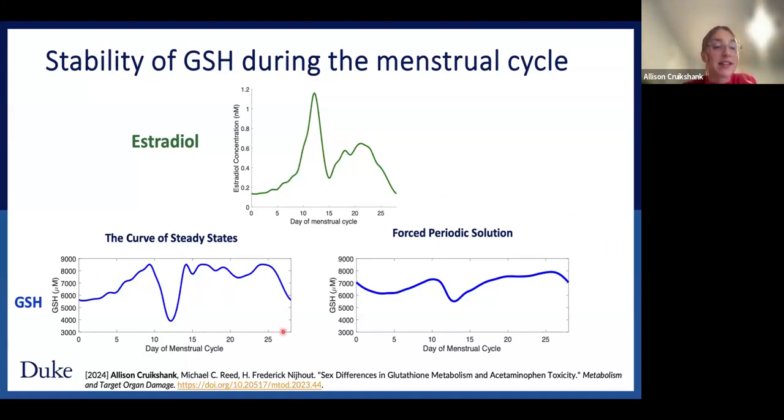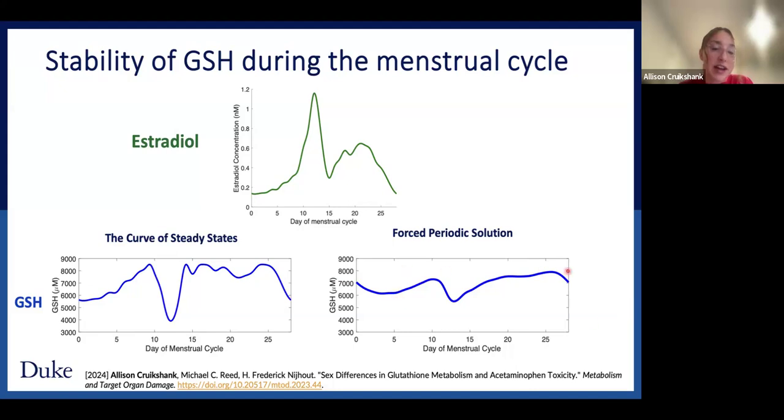Now, this is the naive calculation, which you might first go to in order to calculate what glutathione does during the menstrual cycle. However, this is what you actually get if you plug this periodic estradiol curve into our model. If you run the model for at least four menstrual cycles, glutathione will always stabilize to this periodic solution.